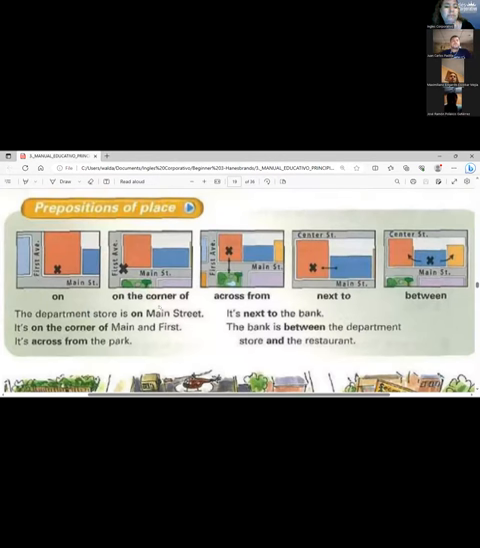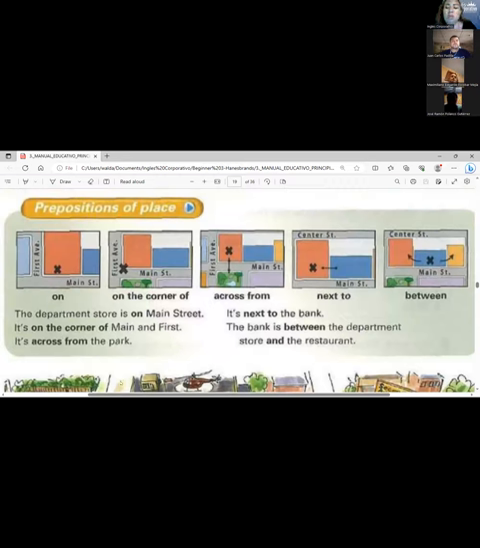Okay, good. Then we have on the corner. On the corner means right in the corner, right? So when you have an intersection of streets, that would be on the corner. For example, it's on the corner of Main and First. The street here is First, and here is Main, and it's right here in the corner.